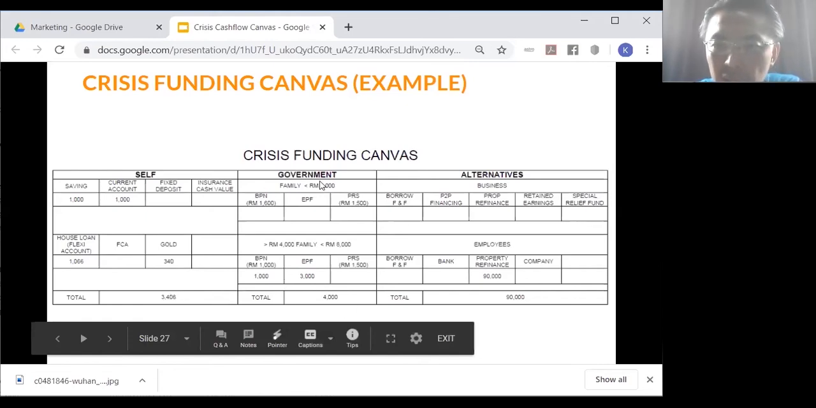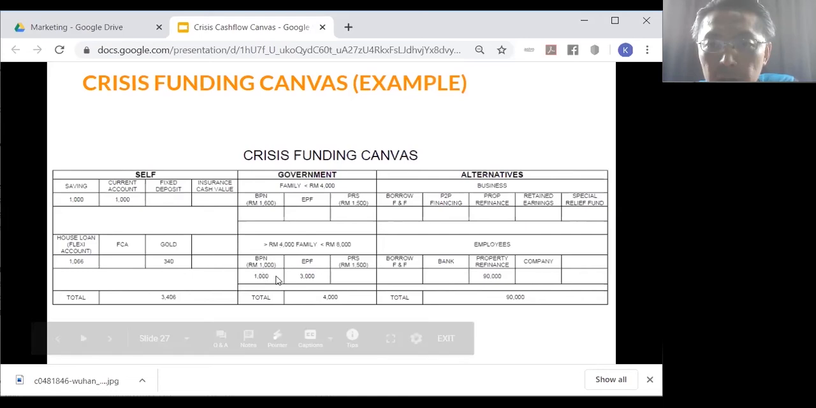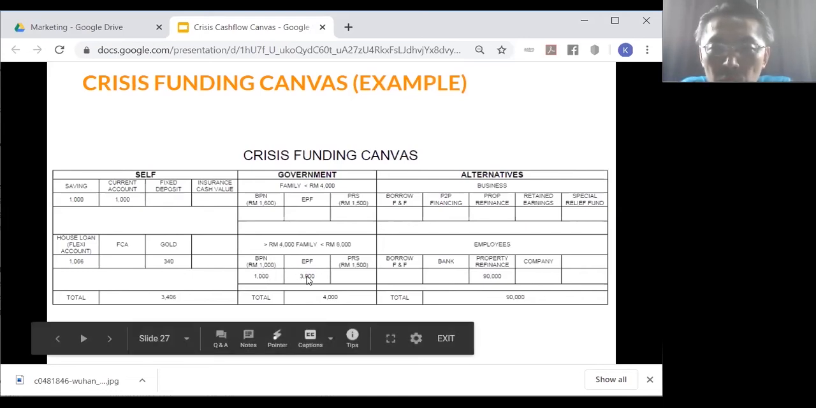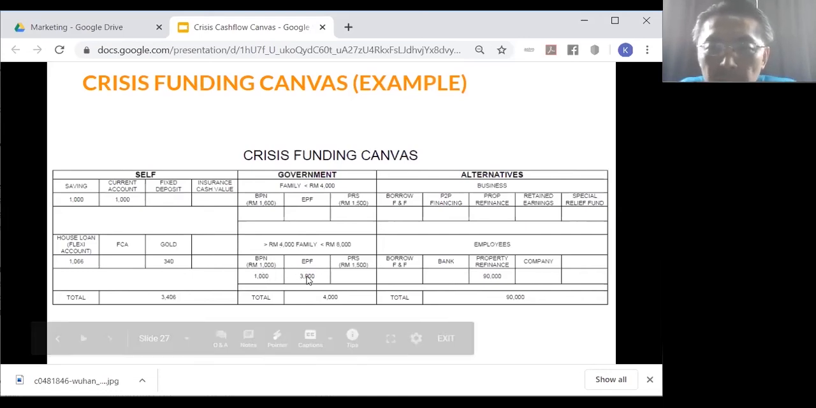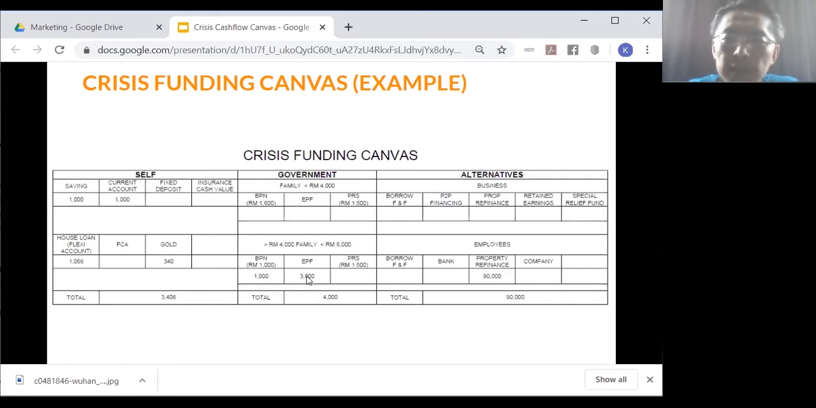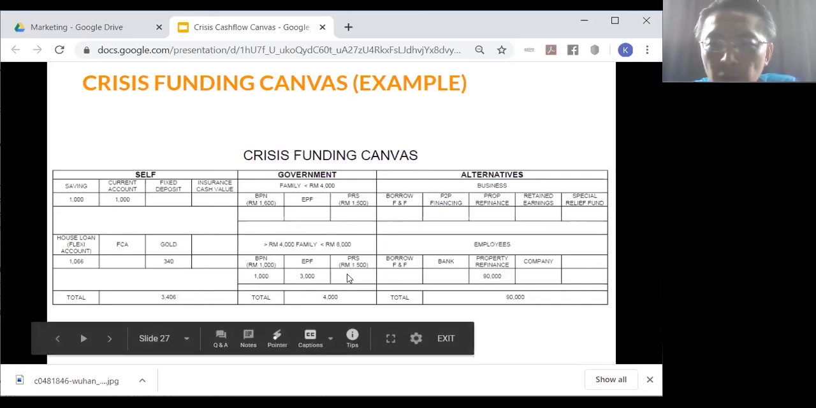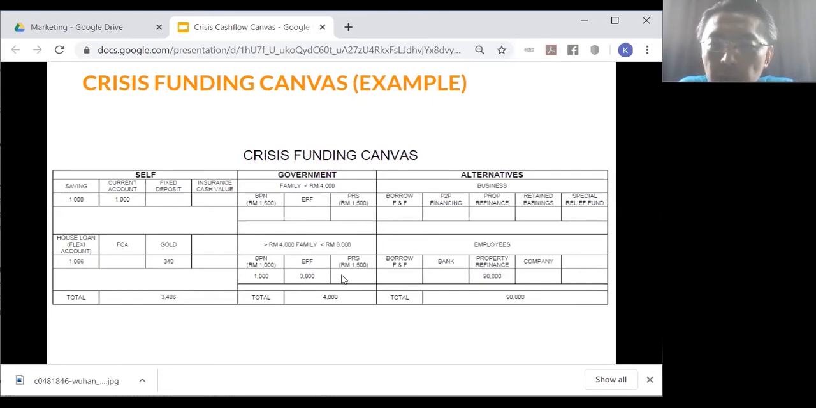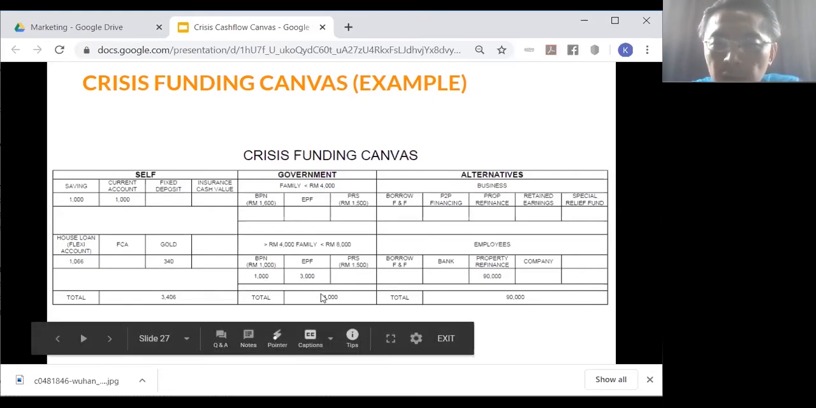And then from the government standpoint, since his household income is between 4,000 to 8,000, he qualified for 1,000 Bantuan Prihatin Nasional, where in April he'll get 500 and in May he'll get another 500. We can also withdraw from Account 2 in the i-Lestari initiative, 500 a month. So over here I put 6 months, which gives him 3,000. And for PRS, we can also withdraw 1,500 from Account B if some of you have it. But for him, he doesn't have. So in total, he has 4,000. So 3,000 plus 4,000, he actually has 7,004.